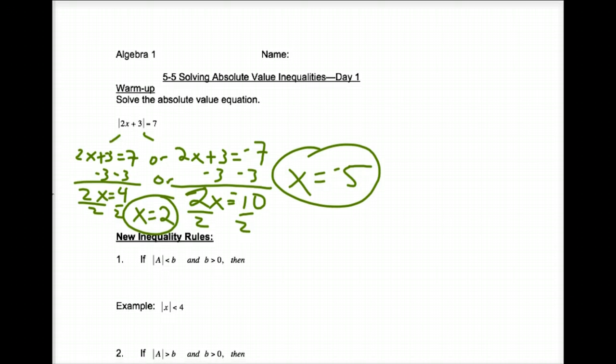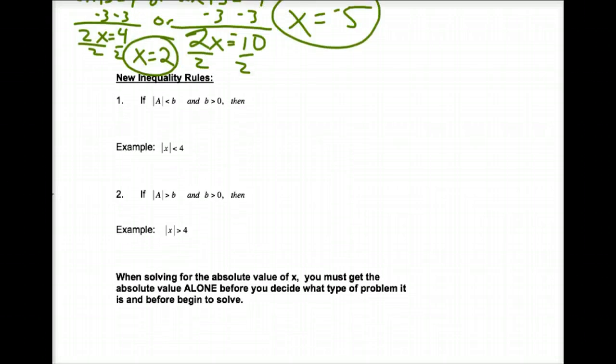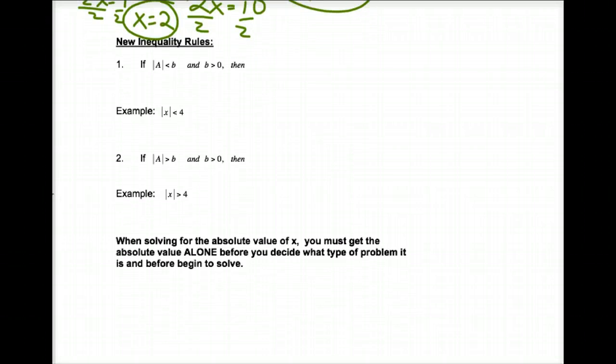Absolute value inequalities work in a similar way. If the absolute value of A is less than B, first of all, B has to be a positive number. There's two things that happen here. A is less than B, and A happens to be greater than negative B.